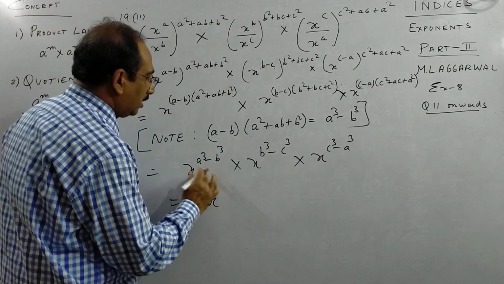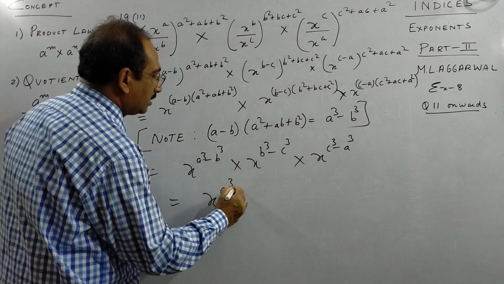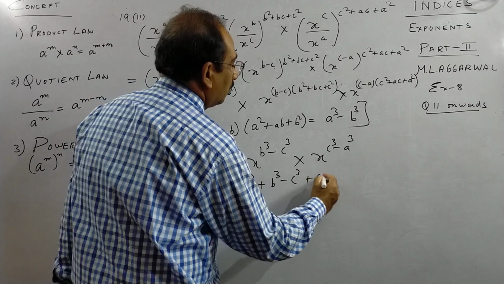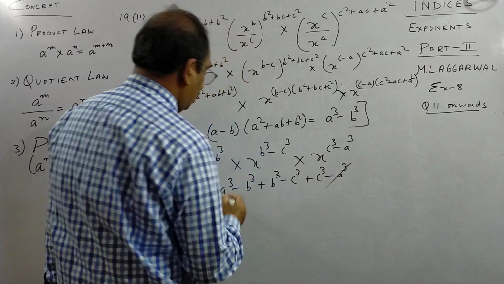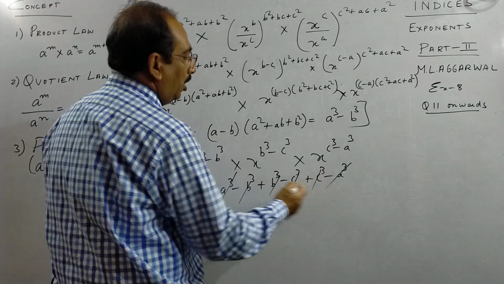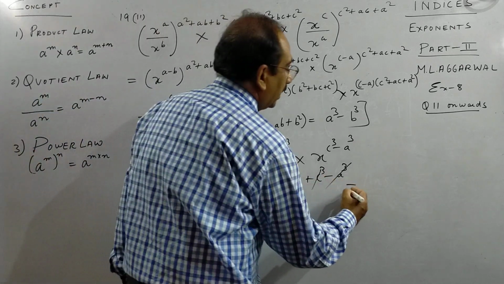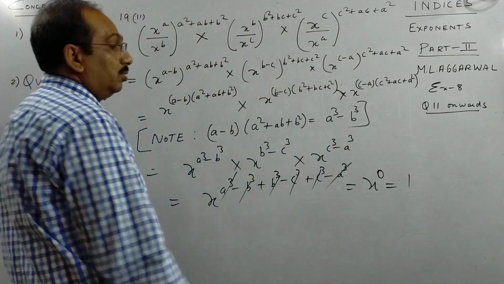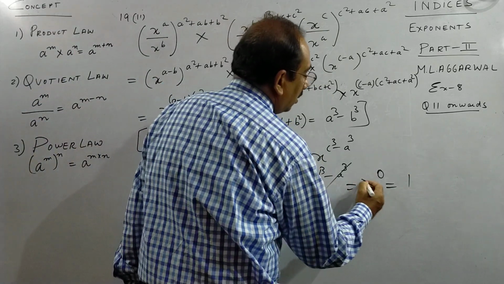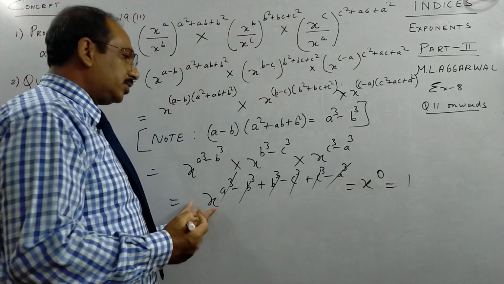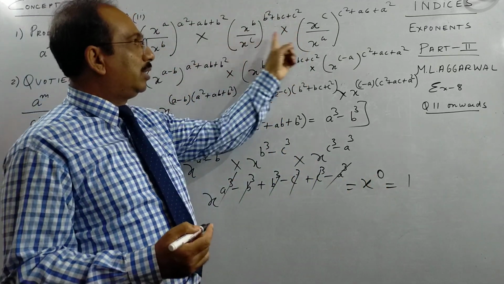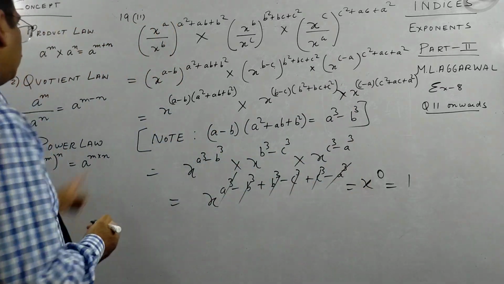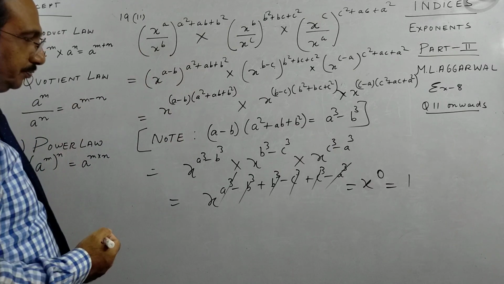So when bases are equal, we add the powers. When you add the powers, a cube, b cube, b cube, all are in pairs, plus minus. So you'll get x to the power 0. Anything to the power 0 is 1. So what you will get is x to the power 0, and when you multiply all, the answer will be 1. So we had to find the value of this.